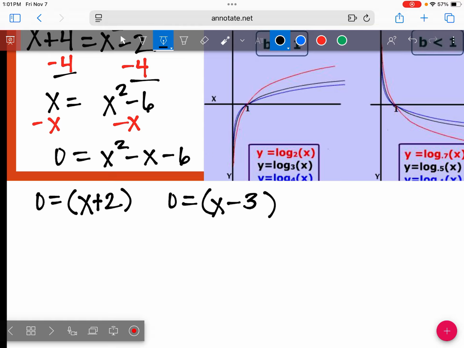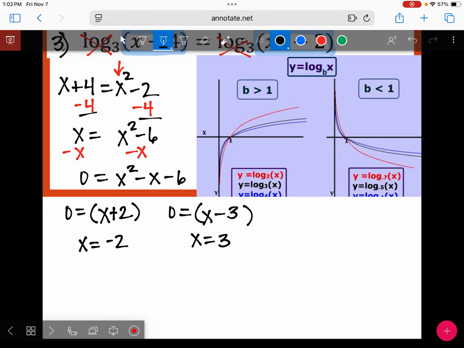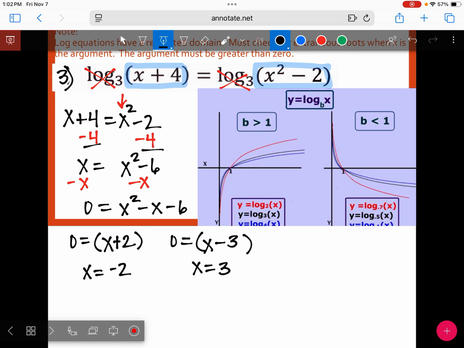So go ahead and solve both of those. And you should get x equals -2 and x equals a positive 3. So when I say check, what I'm trying to say is I need to make sure when I put the -2 in that x plus 4, is it positive? I don't care what it is. It just has to be positive.